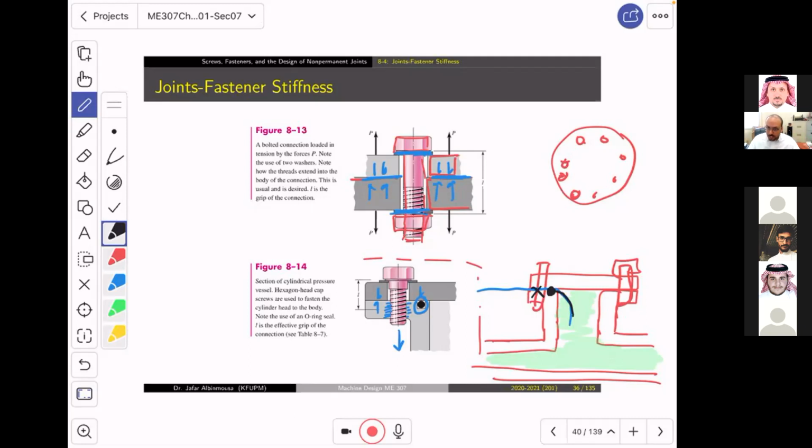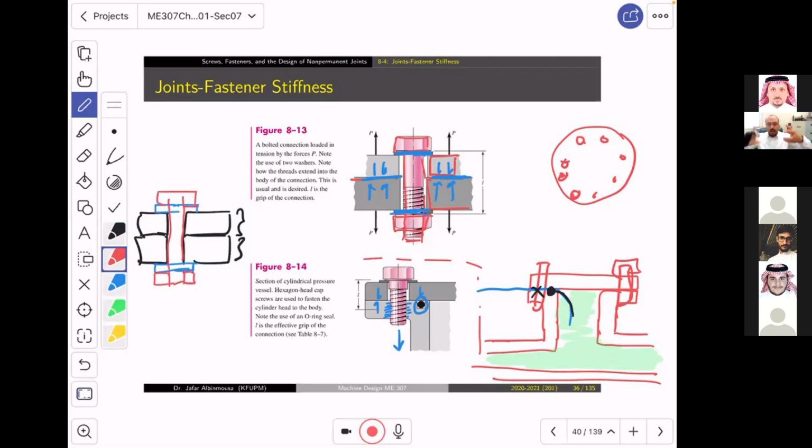Now, what we are going to focus on is very important. We're going to think about two plates together. They might be made from the same material. They might have the same thicknesses or different thicknesses. But what are we going to imagine? That we are going to put washers. Sometimes we don't put washers. And we are going to put a bolt in here. And we are going to have a nut on top and the head on the bottom. And these are screwed together.